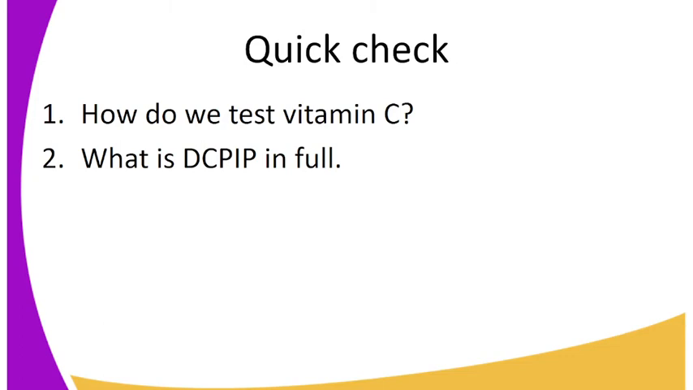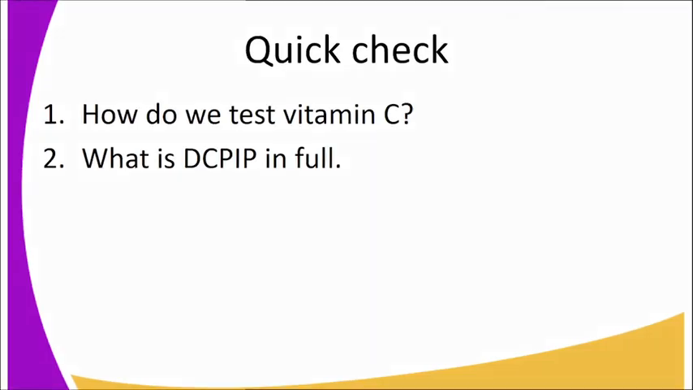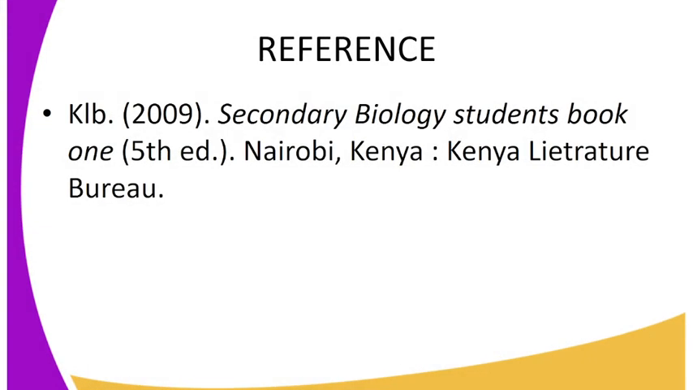So we've come to the end of our lesson. And I require you to do the following assignment. Number 1, how do we test for vitamin C? And number 2, what is DCPIP in full? For reference, you can go to KLB Secondary Biology Student Book 1.